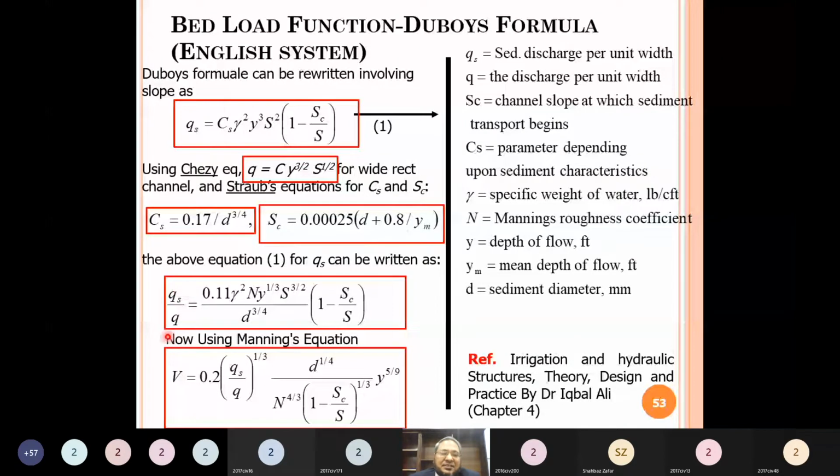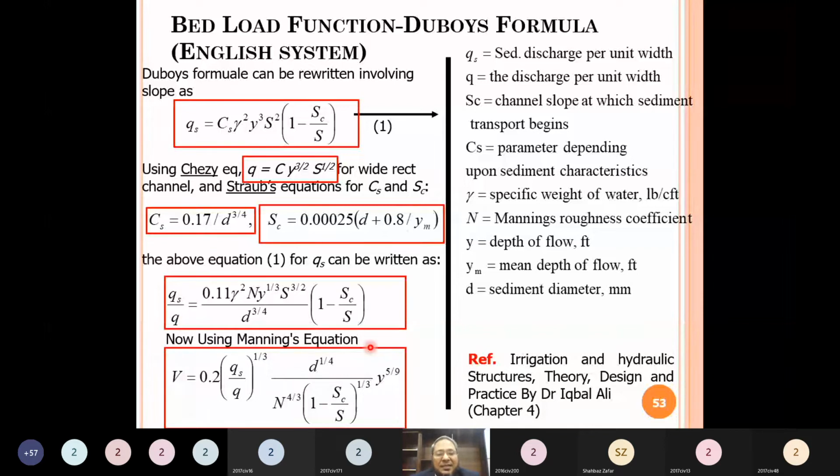what is another parameter? This Qs over Q, capital Qs over capital Q, the sediment discharge over water discharge, this is the sediment concentration. So this Qs over Q would be the sediment concentration of bed load, because we are just considering the bed load. We are not considering suspended load right now. Is it clear? So Qs over Q is the sediment concentration.